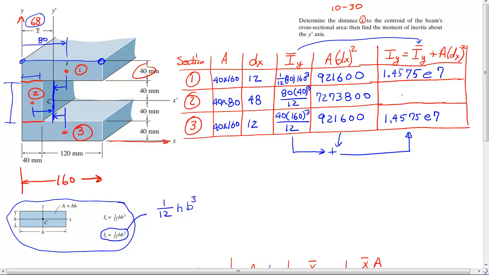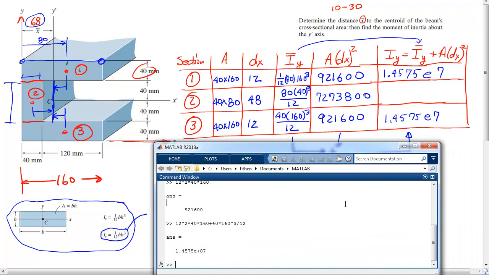Now I got to do the one in the center. I'll go ahead and bring MATLAB back over here on top of this. Run back, see if I can find that massive number right here. I'll just copy the number itself. Plus 80 times 40 to the third divided by 12. Again, what we're doing here, taking this number from right here, adding it to this number, which is right here. Put it right there.